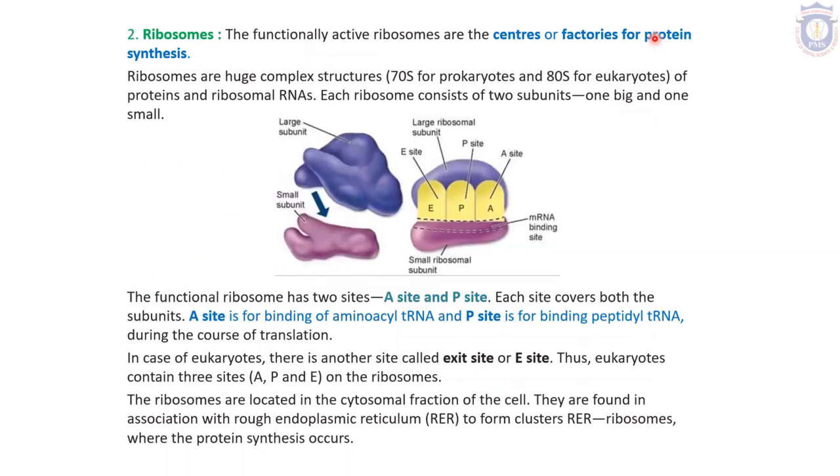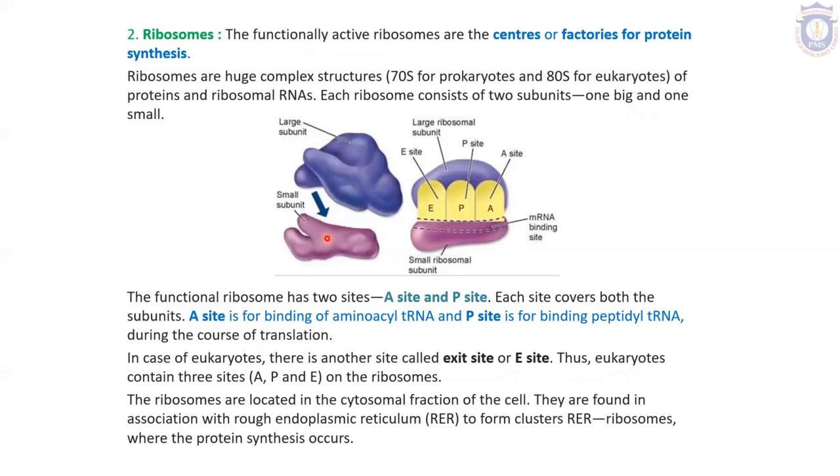Second one, ribosomes. The functionally active ribosomes are the centers or factories for protein synthesis. Ribosomes are huge, complex structures, 70 S for prokaryotes and 80 S for eukaryotes, made of proteins and ribosomal RNAs. Each ribosome consists of two subunits, one big and one small. This is the large or big subunit, and this is the small subunit.